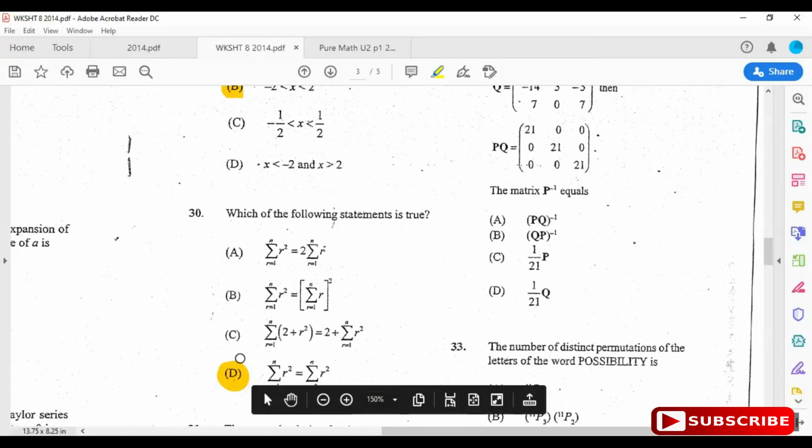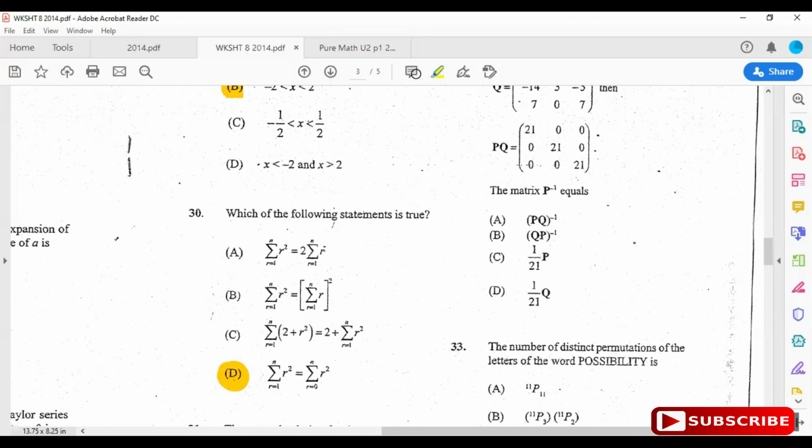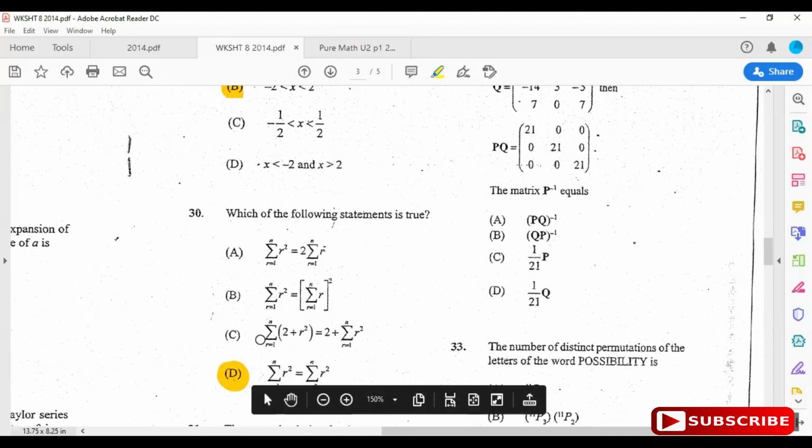Now the sum from 1 to n of 2 is 2 times n. So right here there should have been an n, because you'd be adding 2 n times. So that's why C is out. The summation of a constant is the constant times n, because you're adding the constant n times.